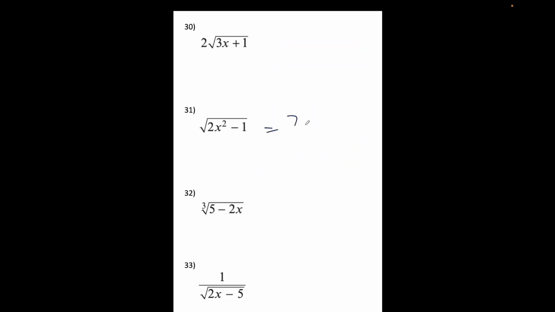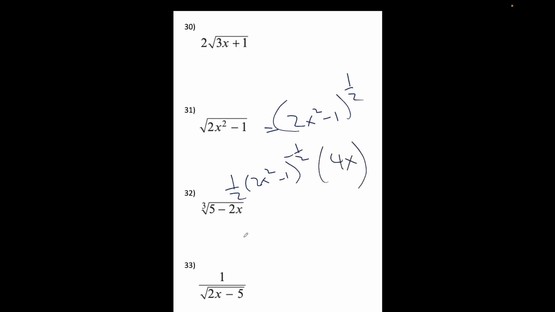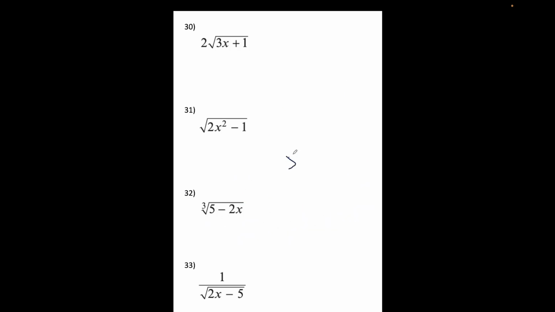Just like this one is going to be 2x squared minus 1 to the power of a half. It's going to be a half bracket 2x squared minus 1 to the power of negative a half times the whole thing by the derivative inside, which is 4x. Which we can simplify into 4x times a half, 2x bracket 2x squared minus 1 to the power of negative a half. Over here, anything cube root is just the same thing as to the power of a third, isn't it?